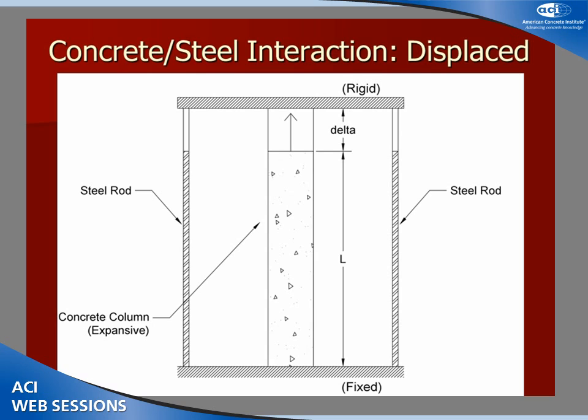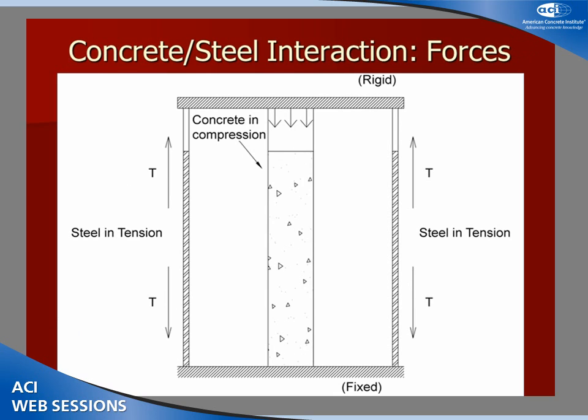Because of the restraint system, the steel rod and the columns, all three undergo the same displacement, delta, and the forces are as shown here. The steel is placed in tension and the concrete is placed in compression.